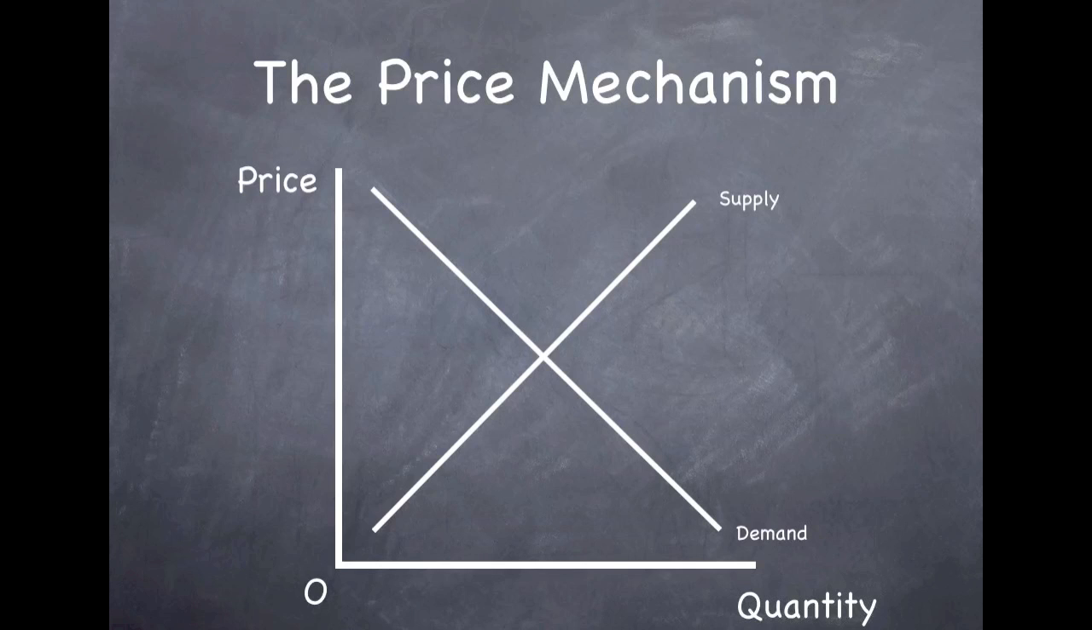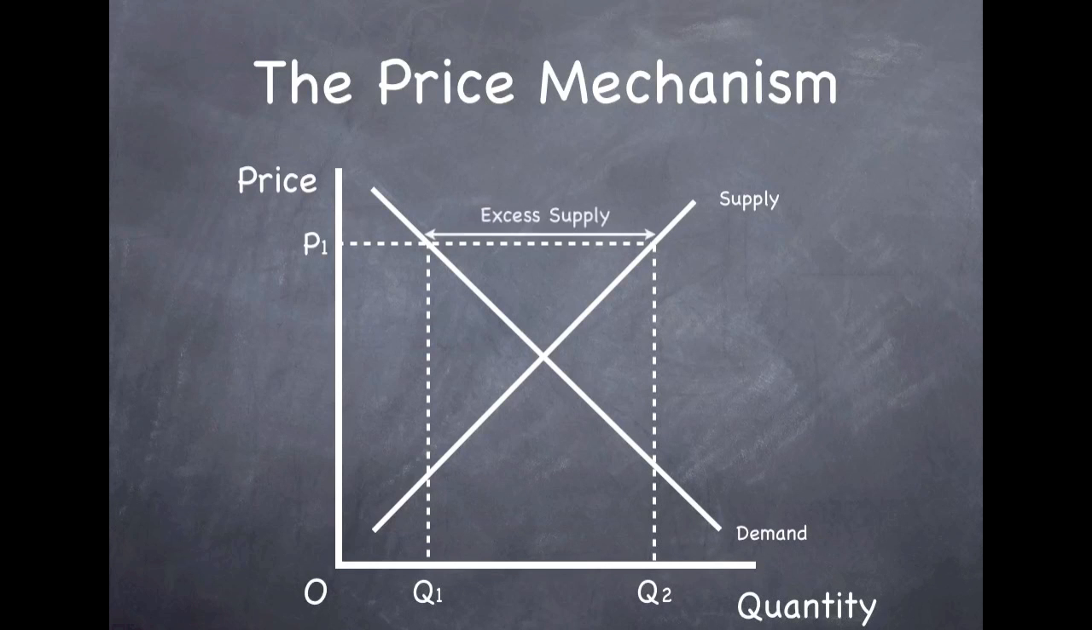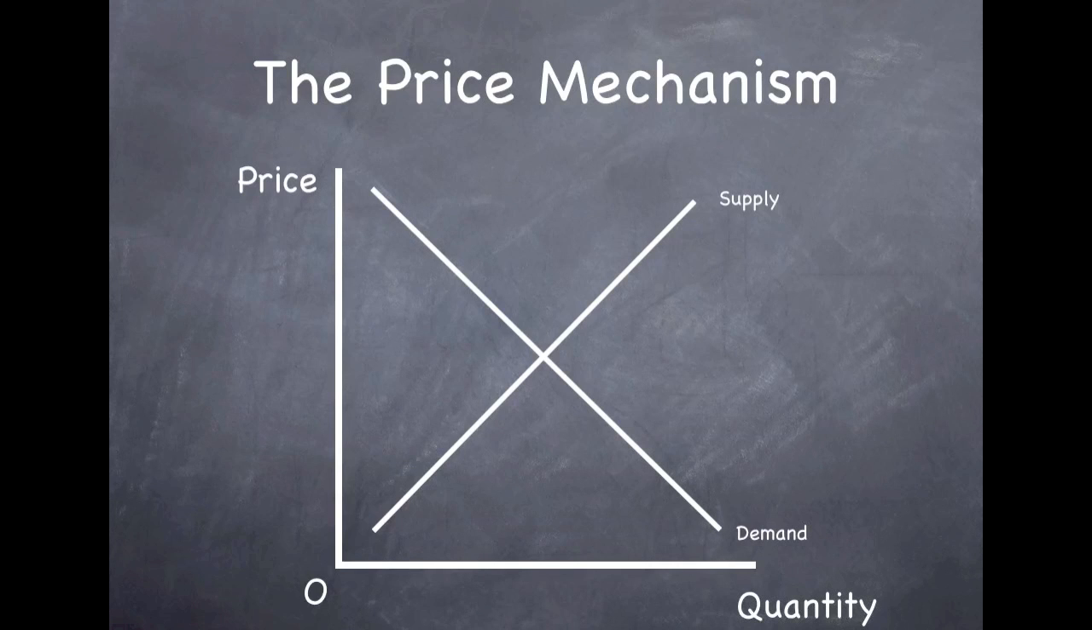For example, if price P1 is charged, then there is a problem. Only Q1 consumers are willing to purchase the good at this price, but suppliers are producing Q2 goods, so there is an excess supply. This means that the market has lots of stock left that they can't sell, so they reduce their price to sell the excess stock. But if they reduce their price too much, for example to P2, then there is another problem. The suppliers are only willing to supply Q3 goods, but the consumers are willing to buy Q4 goods. This is called excess demand.